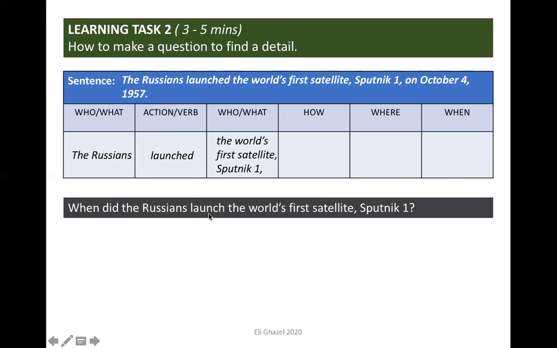Now, when did the Russians launch the world's first satellite, Sputnik 1? So we say the Russians launched the first. So I'm using one sentence as a demonstration so that the students can learn that a question is asking about a missing detail. All right. And in this case, the missing detail is the when. All right. Take some time, work on it by yourselves first until you're absolutely confident.